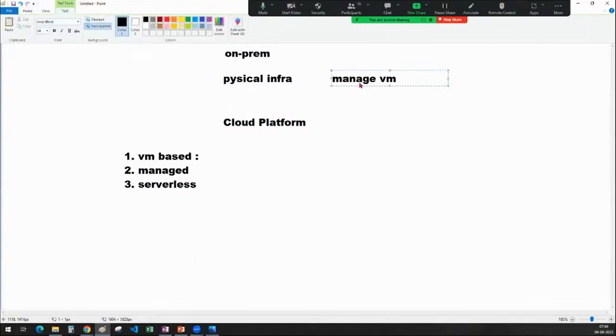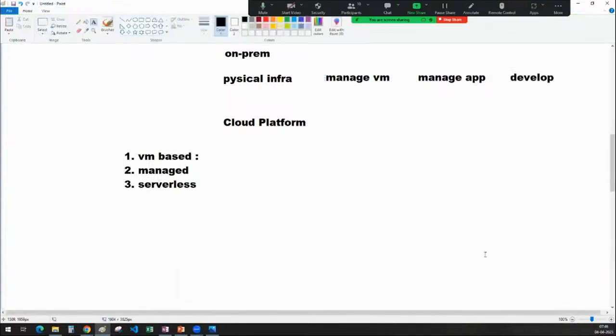Manage the VM. And again, if you wanted to work with an application, you have to manage your application, because you have to download, install, all of those things. Again, you are the person who needs to develop the solution. So in a typical architecture, this is what happens in any company.